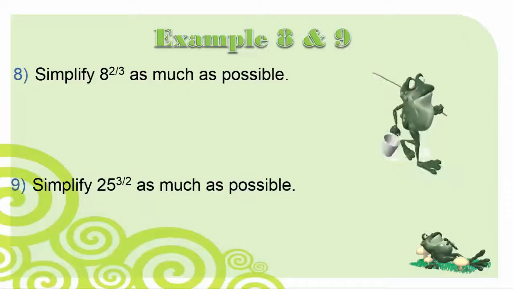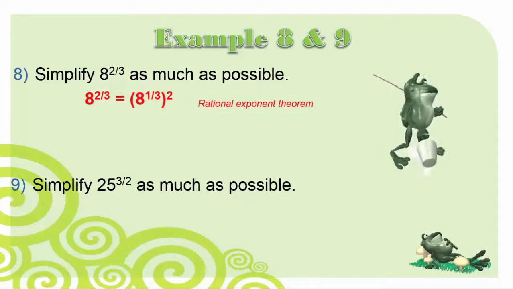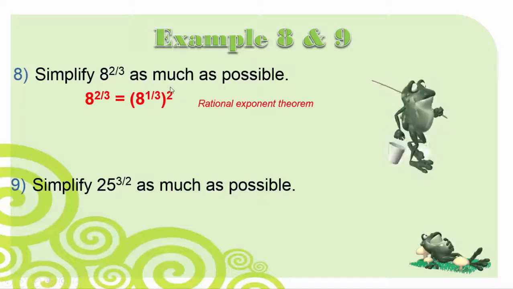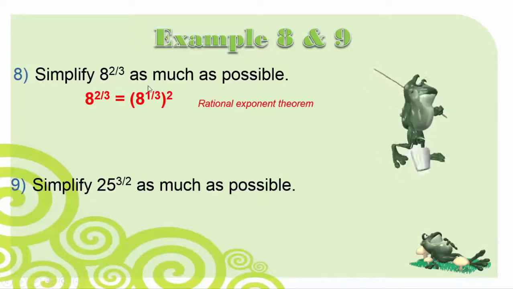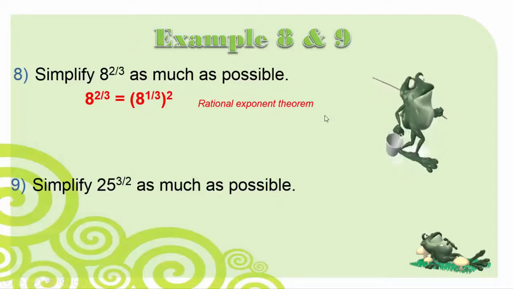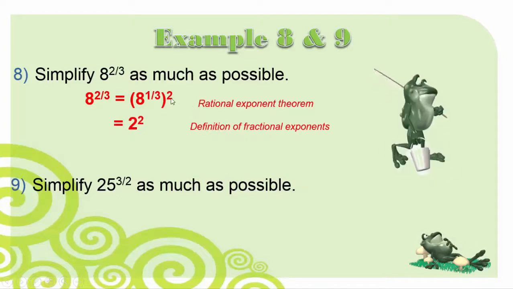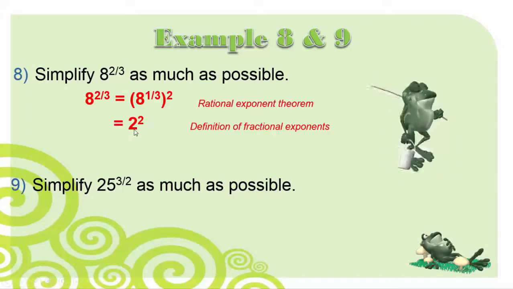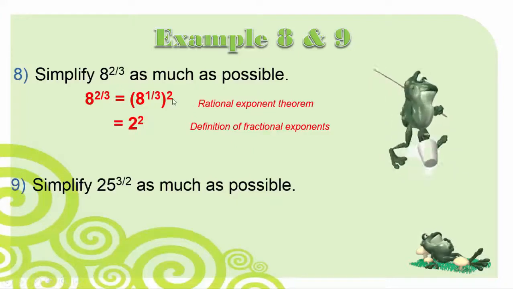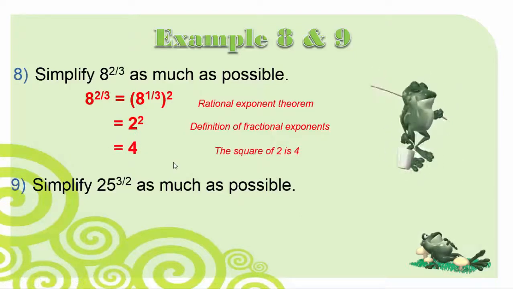Reviewing what we just did in example number 8, we looked at 8 to the 2/3 power, and we put the power outside of the bracket, and we put what will eventually become the cubed root inside, and we use the rational exponent theorem to do this. We then use the definition of fractional exponents. So here we have the cubed root of 8 is equal to 2. So we get 2, and then we have it to the second power, and that is how we got 4, because 2 squared is equal to 4.